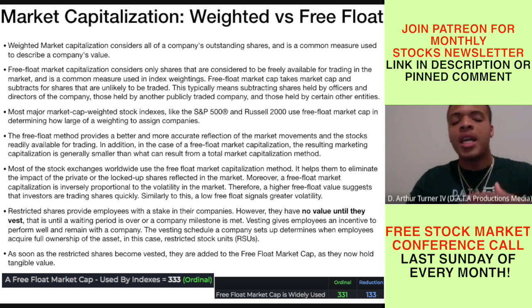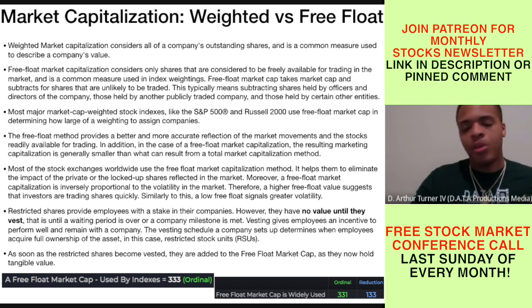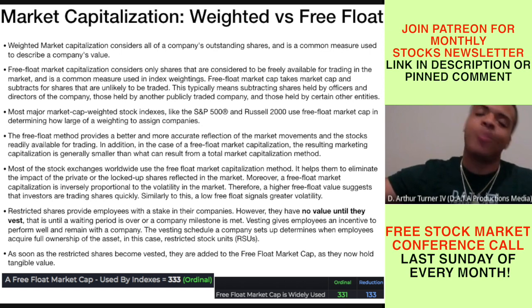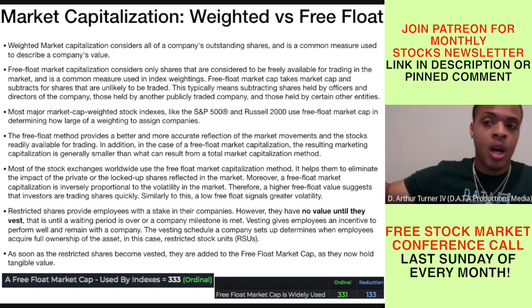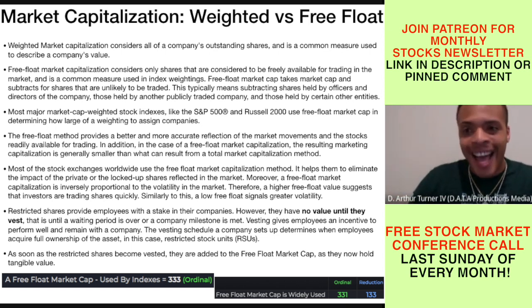So what you see on the apps, on the regular websites, when it comes to stock weights, it's going to be the free float. So whatever Coca-Cola's market cap is right now, that does not include the private, the restricted shares, the RSUs, or anything like that. So understand that now.